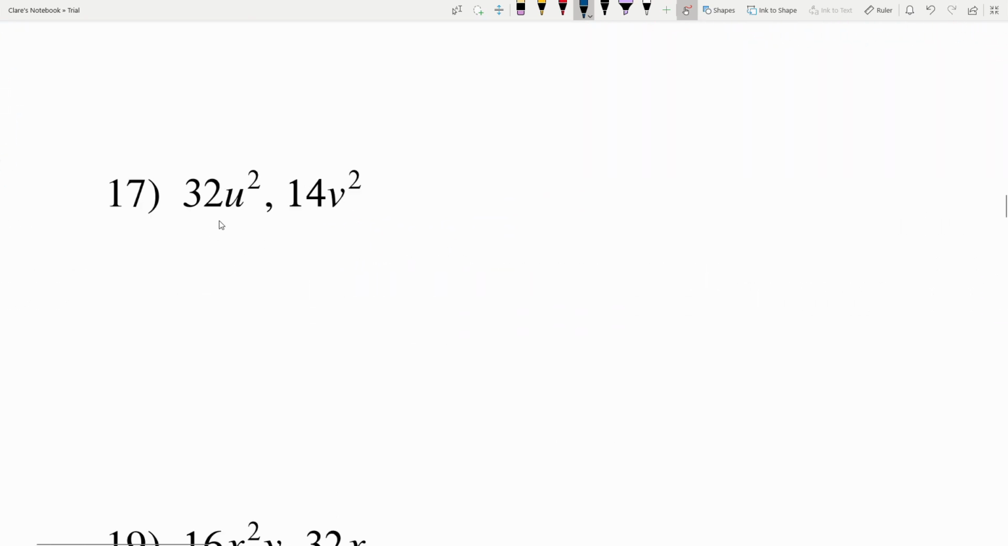Now on to number 17, 32u squared and 14v squared. Let's mix things up and look at our variables first. The greatest exponent with a u is squared, and the greatest exponent with a v is also squared. So u squared v squared is going to be part of my least common multiple. Now we just have to figure out 32 and 14. Does 14 divide into 32? Nope. So now I'm going to look at 32 times 2, which is 64. Does 14 divide into 64? No. So I'll look at 32 times 3, which is 96. 14 does not go into that.